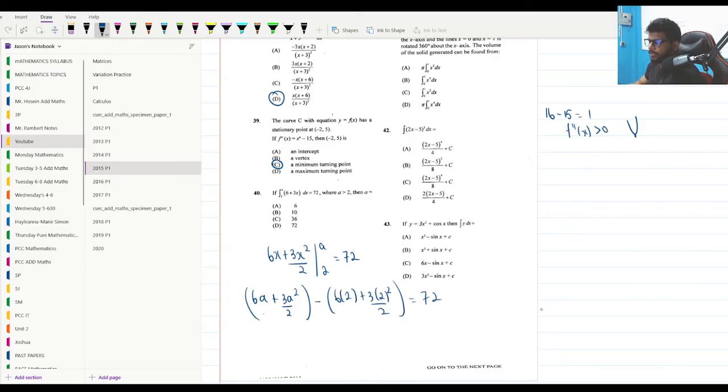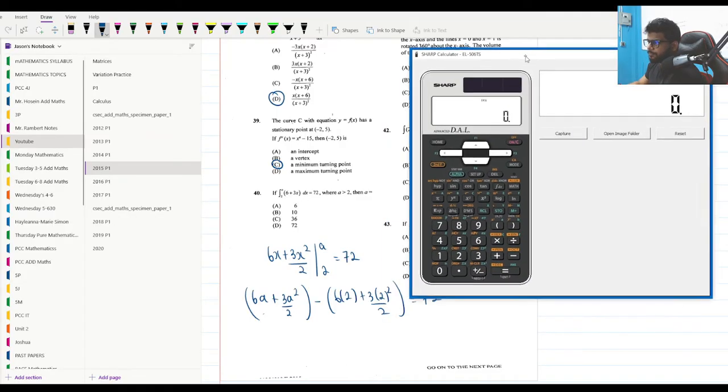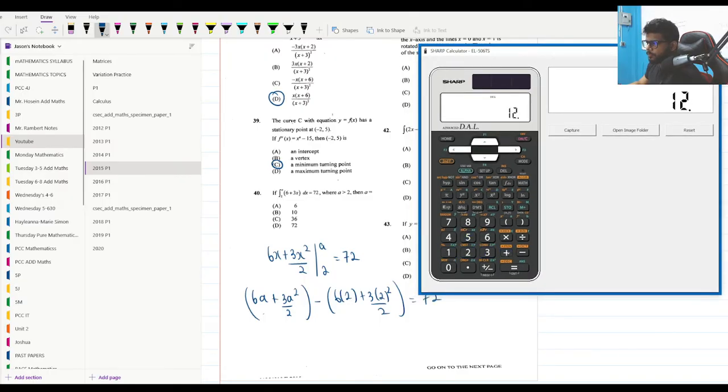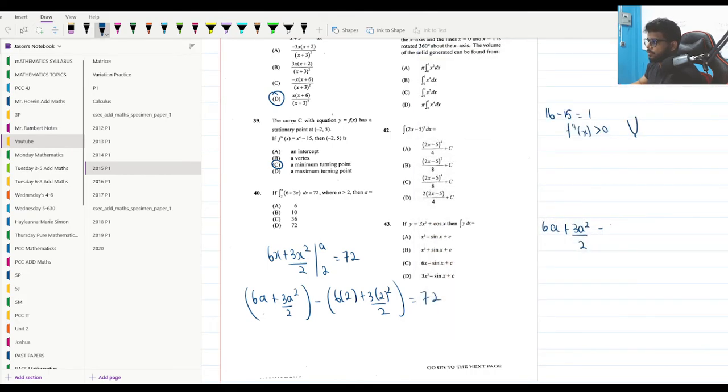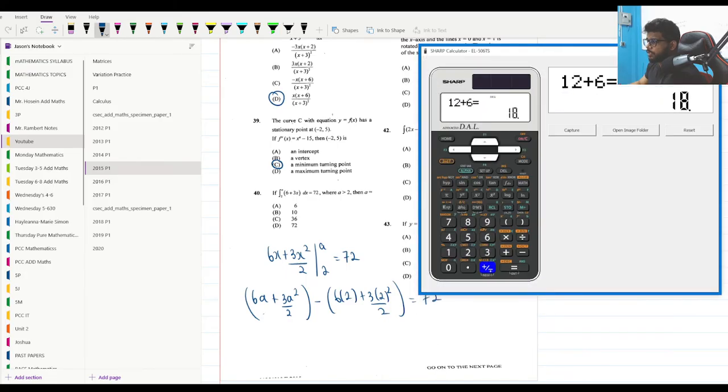All right, so I'm finishing the working here. 6a plus 3a squared over 2, take away, I'm going to work out the second bracket here: 12 plus 6. 4 threes are 12, 12 over 2 is 6. So I get 18 on the next side, is equal to 72. So I get 6a plus 3a squared over 2 is equal to 72 minus 18, which is 90.